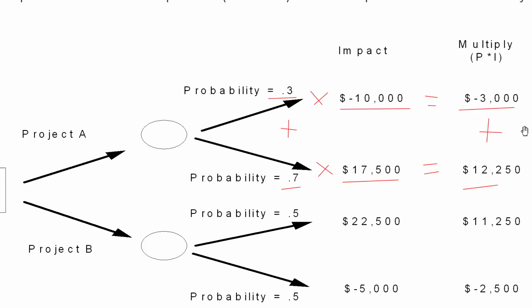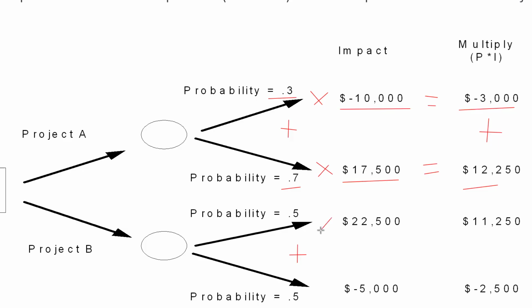You get 9,250 expected monetary value. We do the same thing for the other option, the Chinese. There's a 0.5 probability that we can lose, and there's a 0.5 probability we can save 22,500, right? And there's a 0.5 probability we can lose 5,000. Now, what do we do? Add the probabilities. The sum of probabilities is equal to 1.